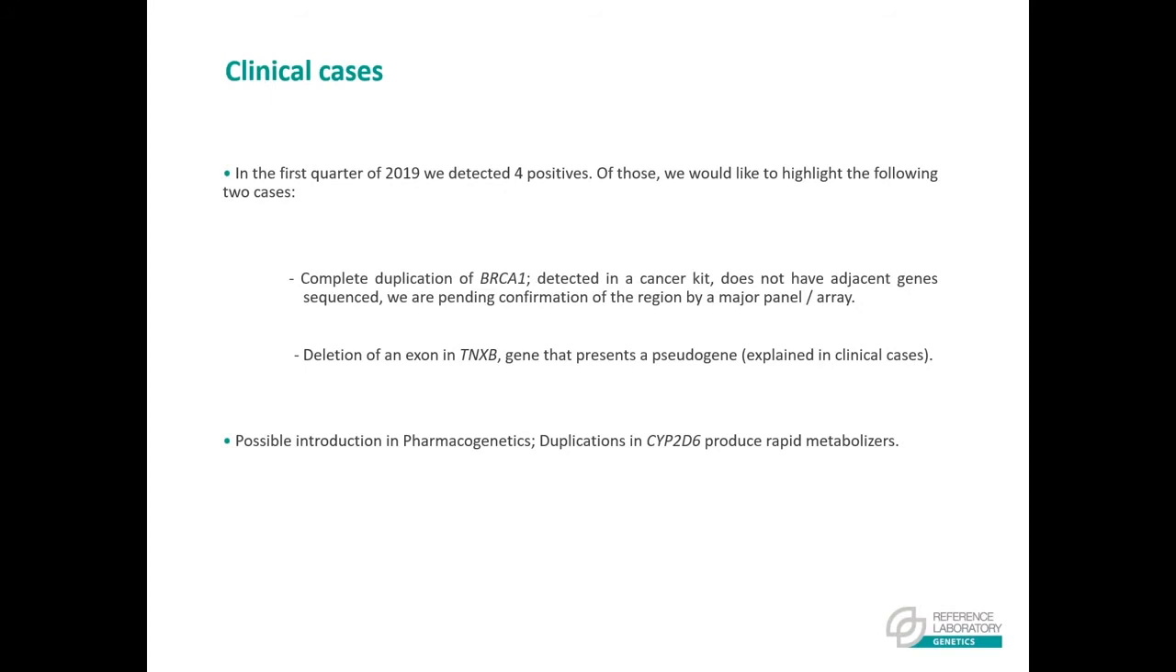Two of them are important to complete the validation study, confirming the correct detection of copy number variants, since they are duplications, events that we have not found in our clinical samples in 2018, although we did in our validation controls. One of them is a complete duplication of the BRCA1 gene, which we are studying to verify if the size is larger than only the gene, since in the sequencing kit used, there were no adjoining genes to confirm the true size of the event.